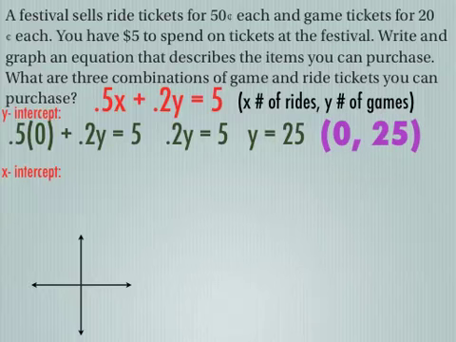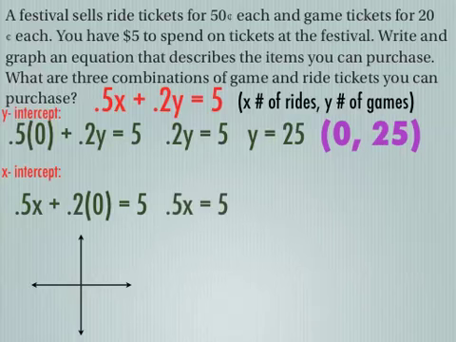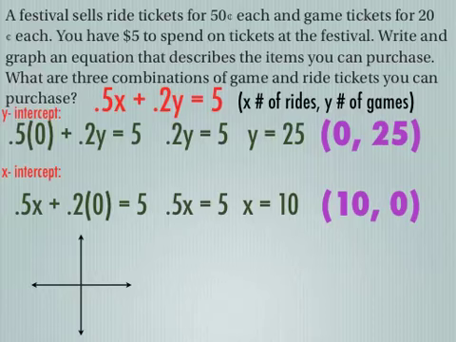To find the x-intercept, I'm going to plug in 0 for y. When I multiply by 0, remember it's 0, so I'm left with 0.5x equals 5. When I solve for x, I find that x equals 10. So my x-intercept is going to be at (10, 0). Notice that when y equals 25, that tells me I can buy 25 game tickets. And for the x-intercept, when x equals 10, that tells me I could buy 10 ride tickets. Notice that each of those is when I'm buying none of the other type of ticket.